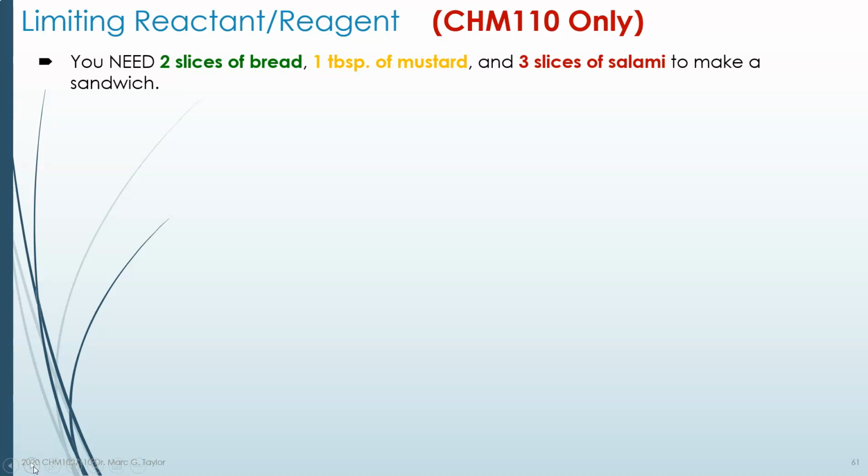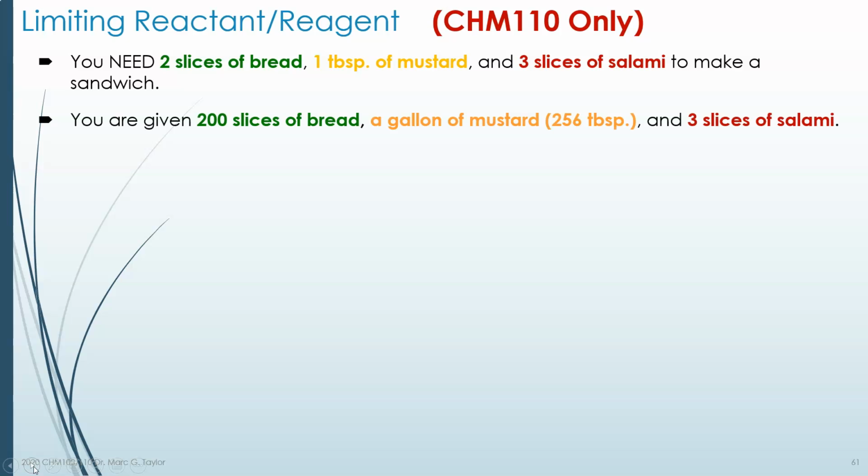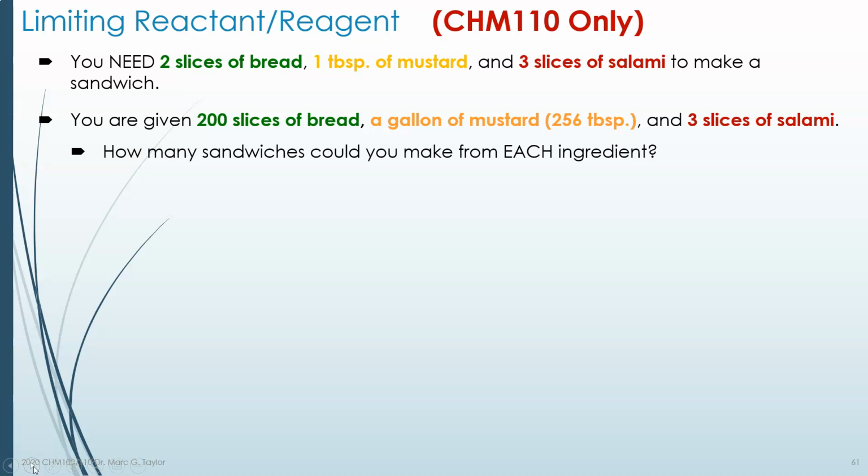So, let's think about something not chemistry first to think about limiting reactants or limiting reagents. Let's say you need 2 slices of bread, 1 tablespoon of mustard, and 3 slices of salami to make a single salami sandwich. That's what you need. And someone gives you 200 slices of bread, a gallon of mustard, which is about 256 tablespoons of mustard, and 3 slices of salami. How many sandwiches can you make?